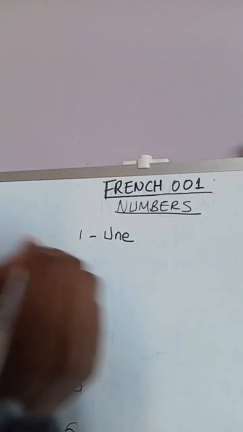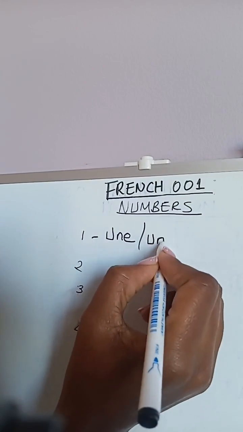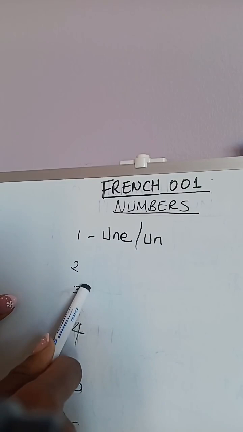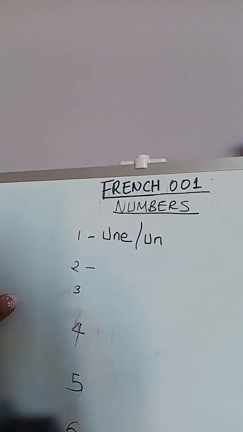So one, we have une ou un. Okay? So we have put this because of the female gender. Number two, deux, voilà. Then we are going to write how they're pronounced. Okay?